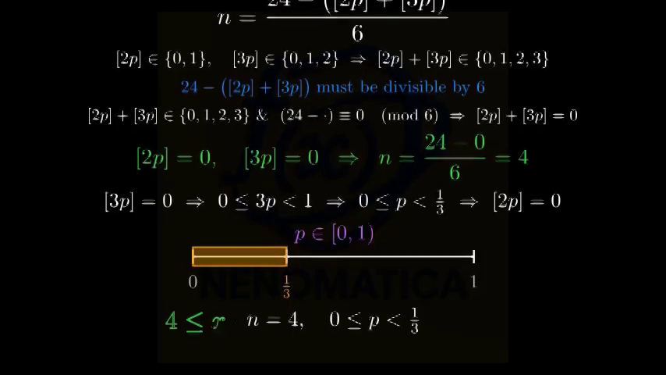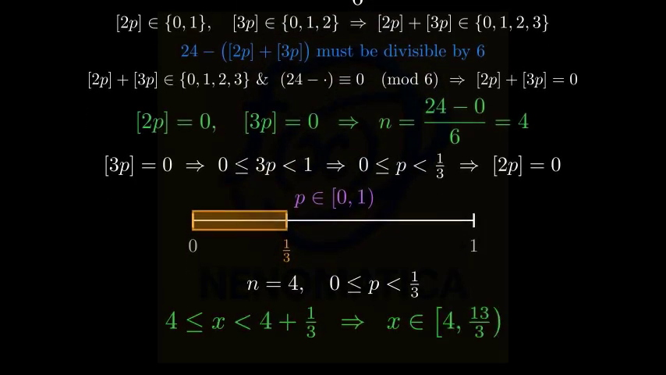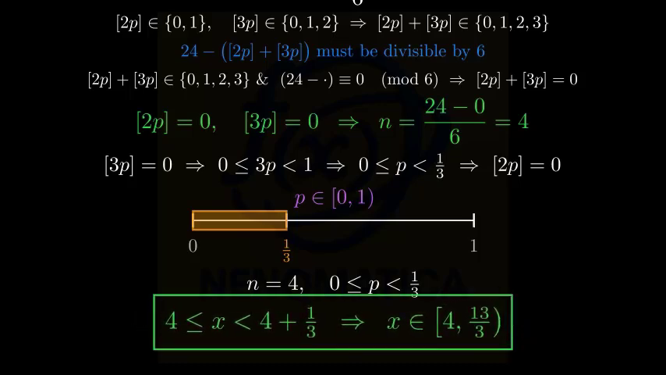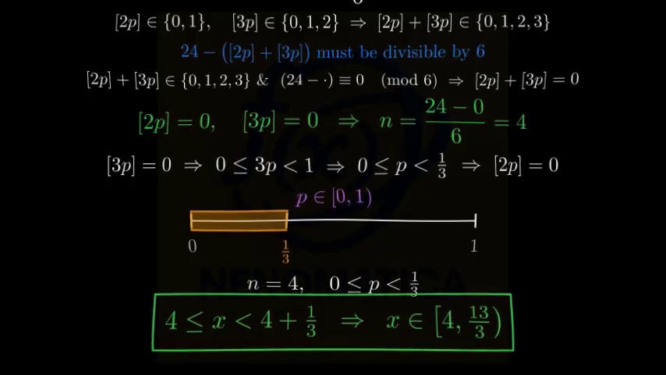Step 6. Combine n equals 4 with 0 less than or equal to p and less than 1/3. That gives x equals n plus p between 4 and 4 plus 1/3. Therefore, the complete solution set is the interval from 4 inclusive to 13/3 exclusive. Final answer: x lies in the interval from 4 to 13/3, not including 13/3.